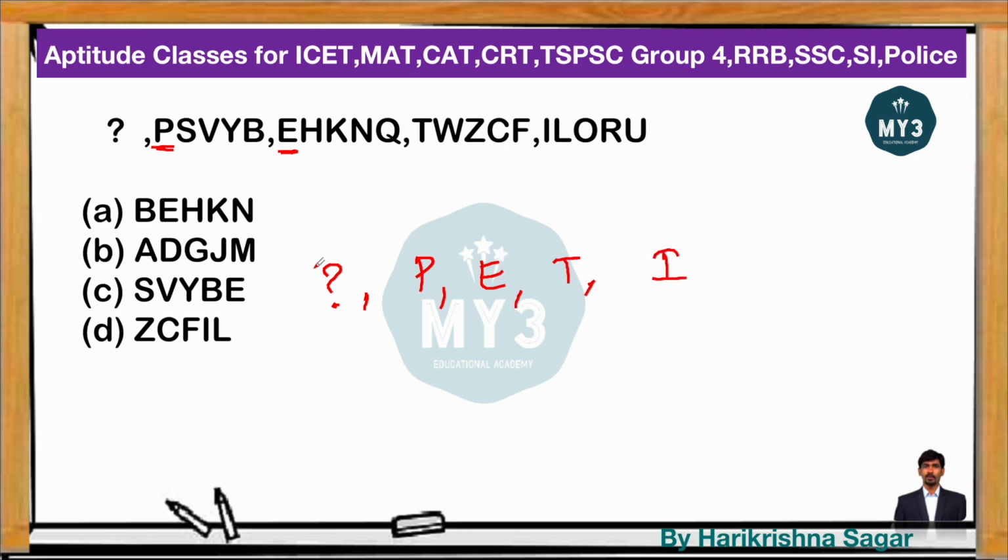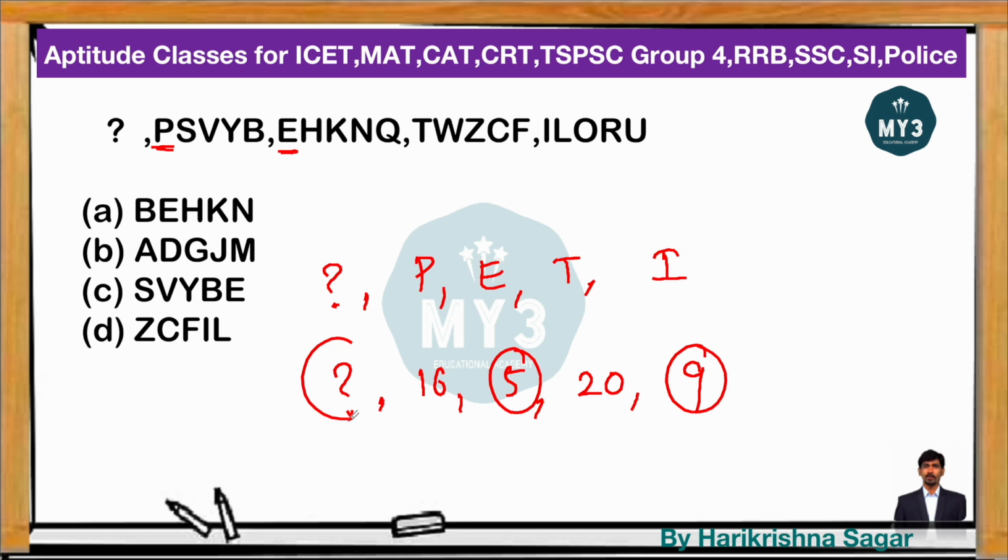So we have to find out this missing term. Let's look at what is the missing term by writing all the things in the form of numbers. So P is 16, E is 5, T is 20, I is 9. If you observe, it's not following a particular pattern, but if you look at them in the alternative pattern, you will be able to realize one thing.